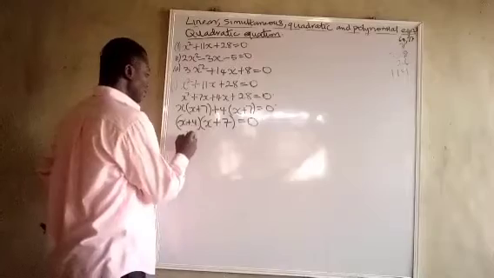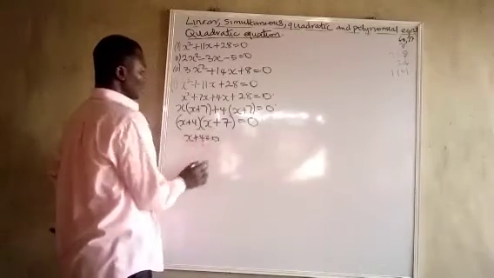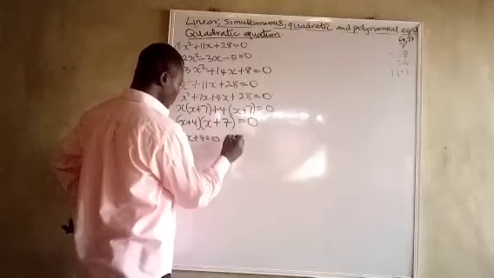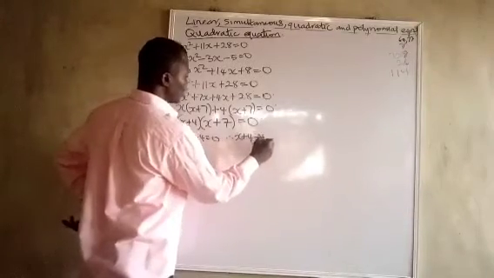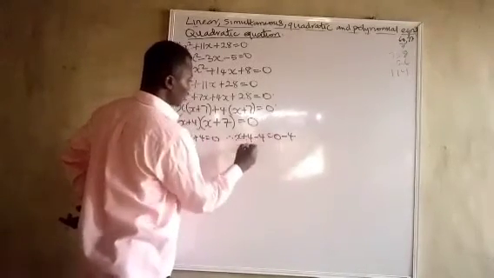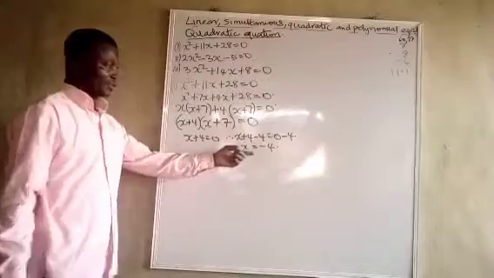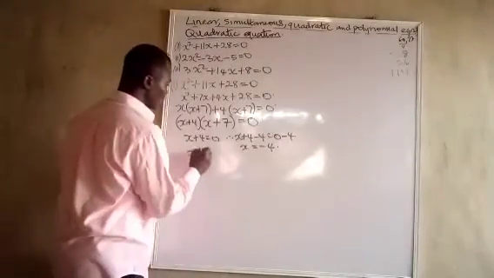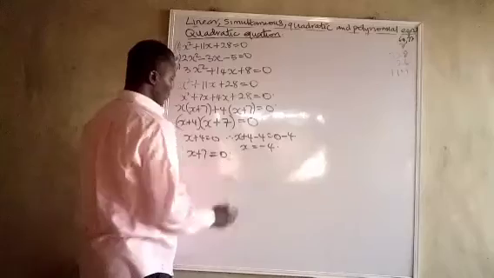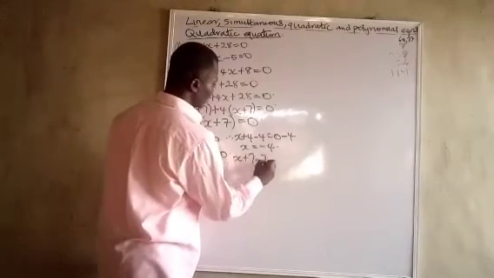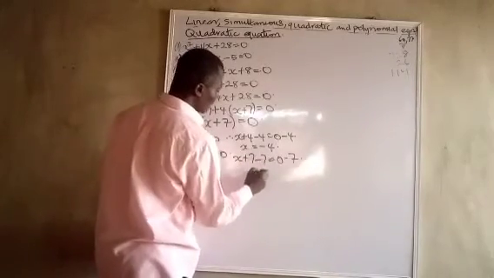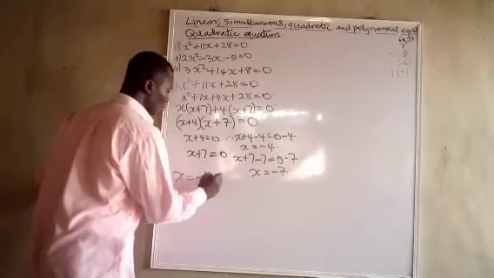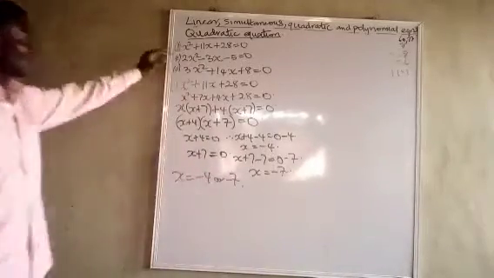To find the root, x plus 4 equals 0. What value will we put into the equation for x to give us 0? Therefore, x plus 4 minus 4 equals 0 minus 4, so x equals minus 4. When we input minus 4 into this equation, we have 0. The same thing occurs here: x plus 7 equals 0, so x plus 7 minus 7 equals 0 minus 7, and x equals minus 7. So x is either minus 4 or minus 7. That gives us the solution to the first one.